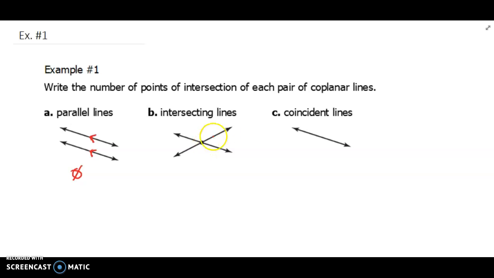Intersecting lines here, remember two lines intersect at a point, so they have 1 point of intersection. Now here's coincident lines, so here's one line, and I know it's hard to see, but here's the other that's right on top of it, okay? That's what coincident lines are. So they would have an infinite number of intersecting points because it's one on top of the other, so every point on each one is shared with the other.